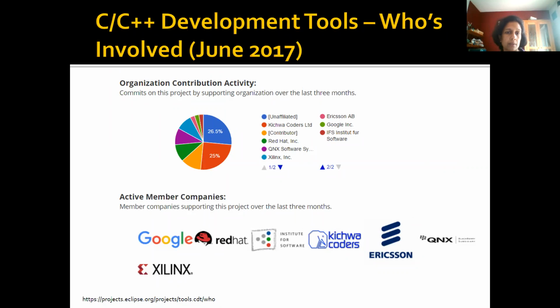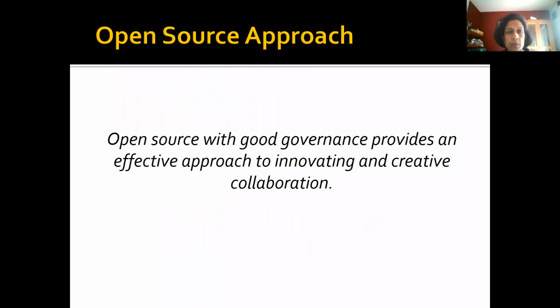So this is the magic of open source, where you have governance that means everybody can operate and the rules work. This is where it works best, because then everybody does get involved and you have a really healthy, thriving ecosystem. So from those early days with the IDE, one of the things we learned as being part of the Eclipse community was that open source with good governance provides an effective approach to innovating and creative collaboration.